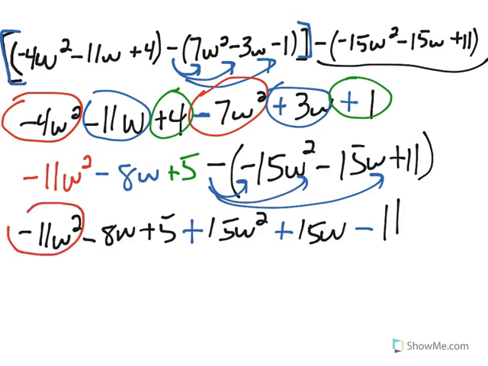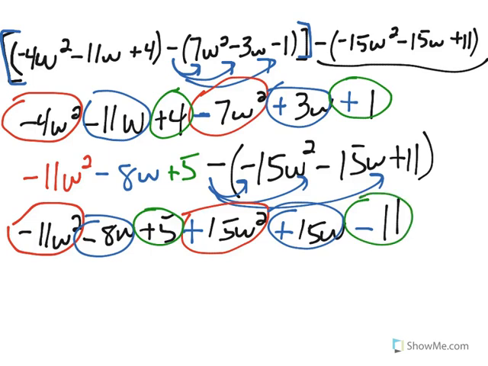We have the w squareds, we have the w's, and then we have the constants. So when we combine together w squareds, negative 11 plus 15, that ends up being positive 4w squared.